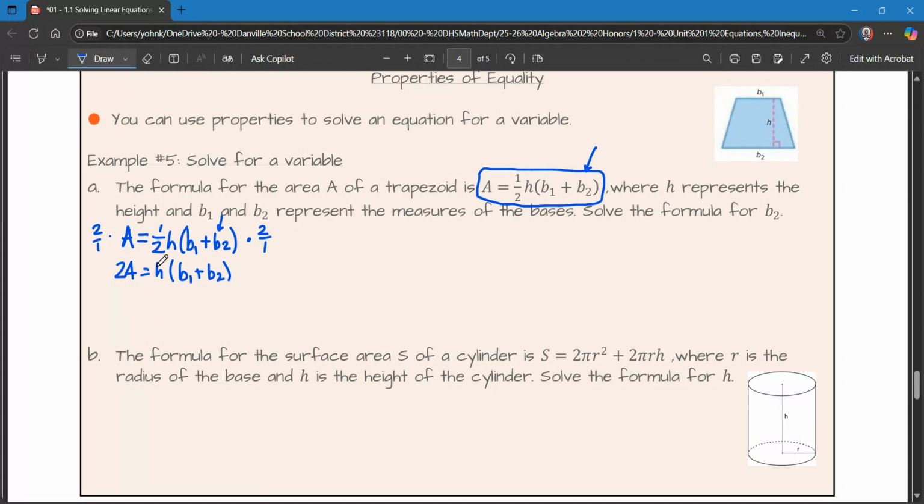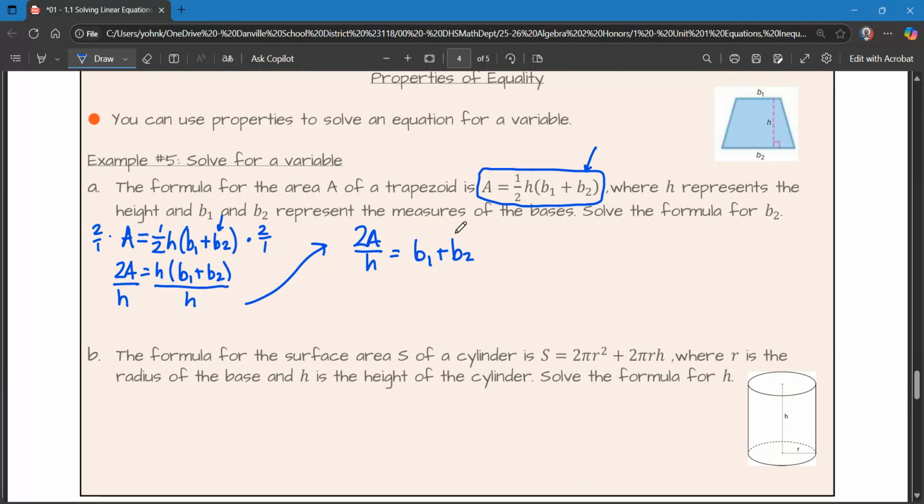Okay, looks a little bit nicer. Now I have two options. I can distribute the h to everything inside the parentheses, but that's going to really complicate things and make it a little bit more challenging. So why don't we get rid of it right away? It's being multiplied, so let's undo it by dividing. I'm going to leave it as 2a over h equals b1 plus b sub 2. Notice I can drop the parentheses now because there's nothing in front of the quantity.